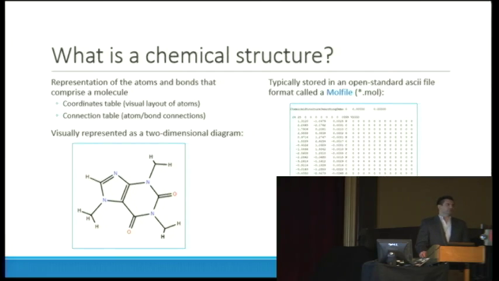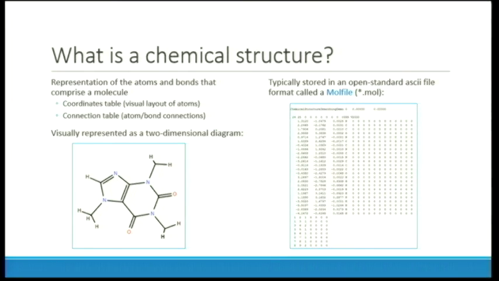So this raises the question, what actually is a chemical structure? Fundamentally, it's a representation of the atoms and bonds that comprise a molecule. It's comprised of two sections. There is a coordinates table, which describes how a molecule is visually laid out. And then there is a connection table, which describes the actual atoms and how they are connected to each other: what types of bonds, single bonds, double bonds, stereochemistry, etc.